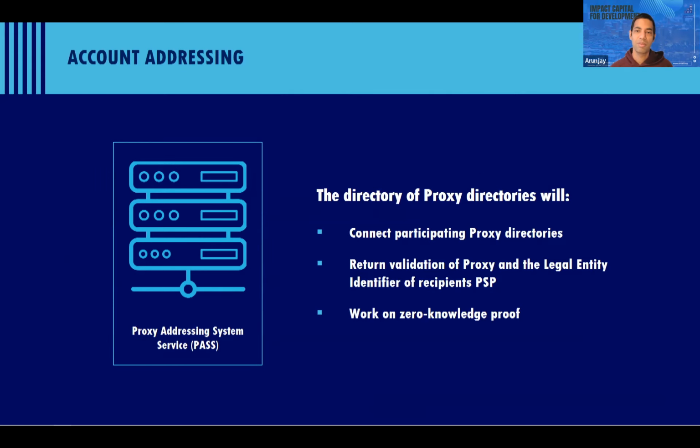So in phase one, we propose the directory of proxy directories, which will connect participating proxy directories and return validation of a given proxy, say a mobile number, and the legal entity identifier of the recipient's payment service provider. And finally, this will work on a zero knowledge proof, which means that no personally identifiable information will be returned, especially across a border, which, as you may know, is problematic.